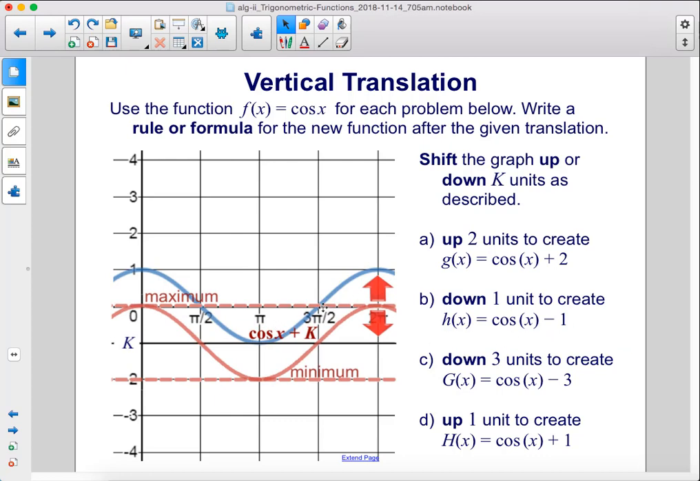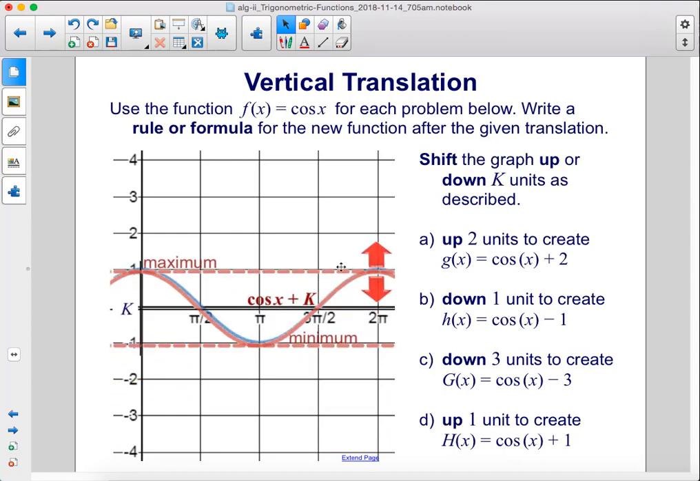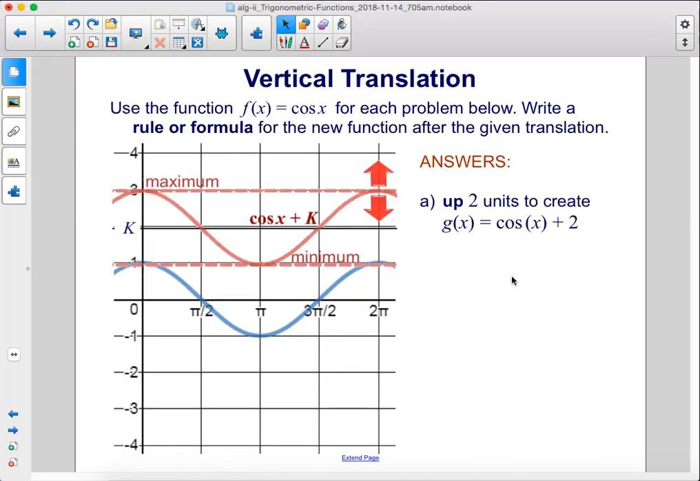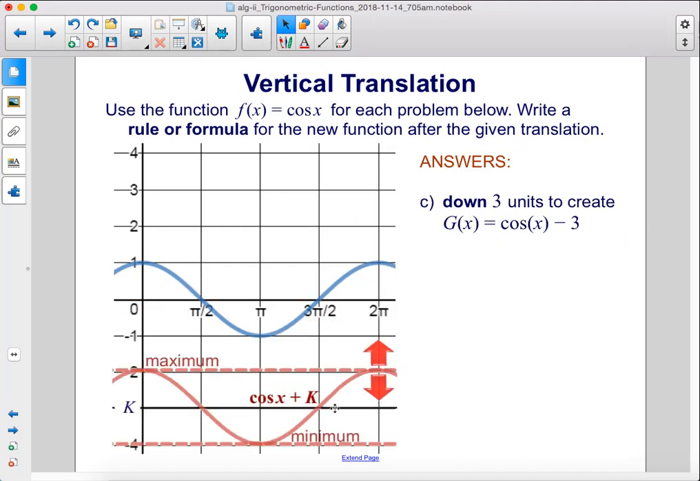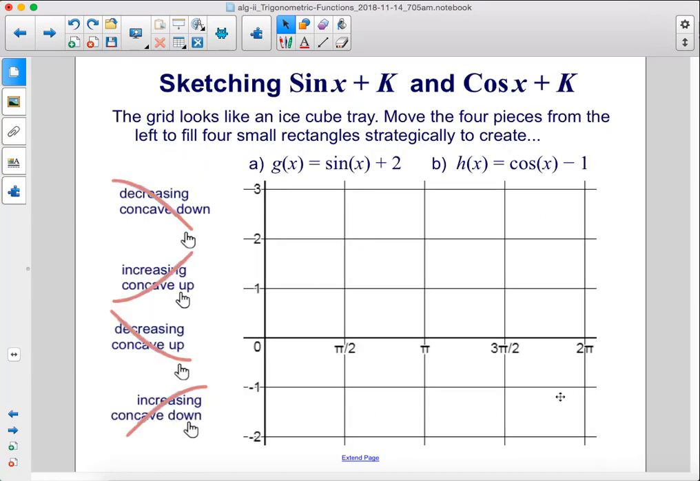If we move it down 3 units from the x-axis, we get this graph here, and that's cosine x minus 3. And then if we move this back up and then move it up 1 unit, we get cosine x plus 1. To review, if we move it up 2 units, we get cosine x plus 2. Moving the graph down 1 unit creates h of x equals cosine x minus 1. A k value of negative 3 moves the graph down 3 units, and we have g of x equals cosine x minus 3. And here we've moved the graph up 1 unit, and we have h of x equals cosine x plus 1.